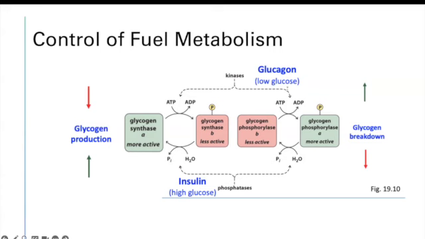Our fuel metabolism hormones are insulin and glucagon. Insulin is a water-soluble peptide hormone that signals high glucose, and glucagon is also a water-soluble peptide hormone that signals low glucose. Glucagon and insulin are released by islet cells. Alpha cells synthesize insulin, and beta cells synthesize glucagon. And hormone production and release are both regulated by exocrine cells that sense blood glucose levels.